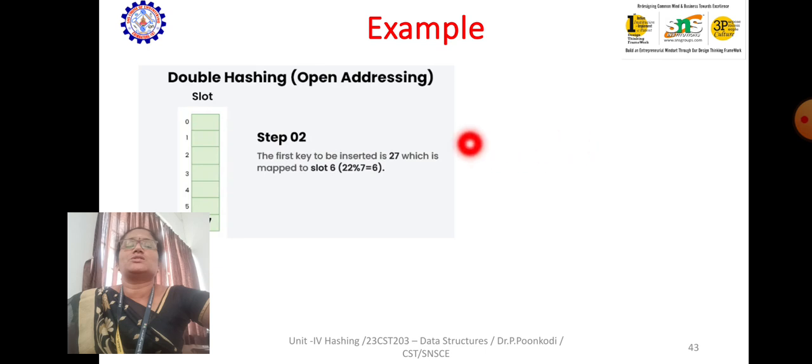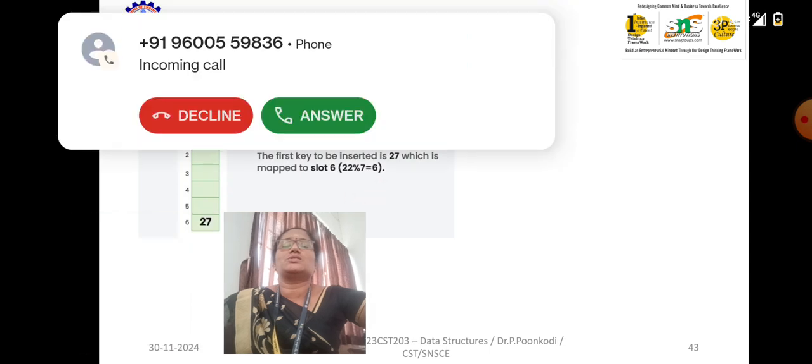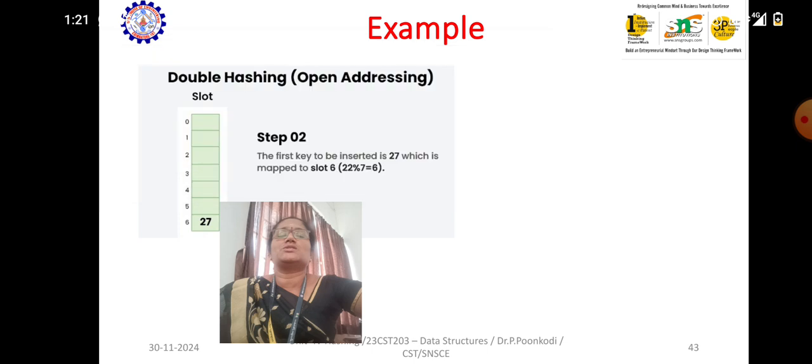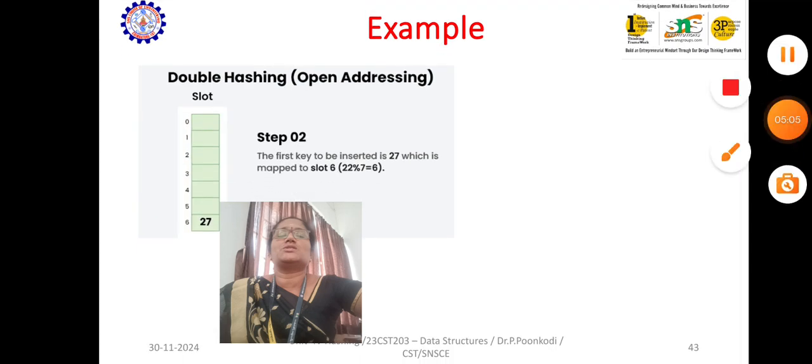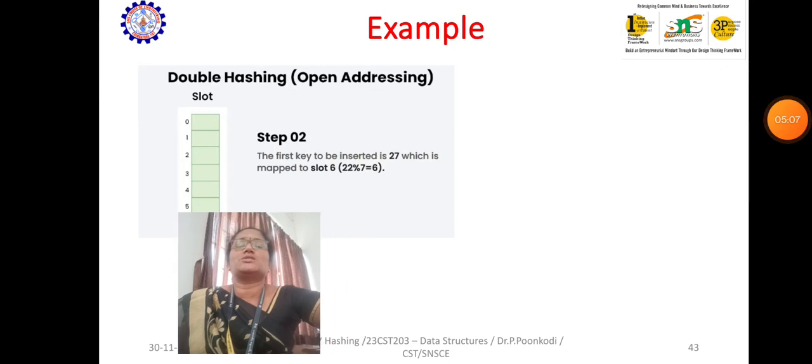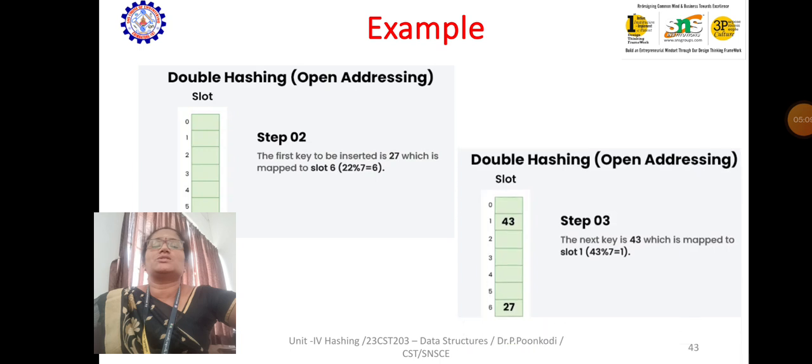The previous one is an empty table. 22 modulo 7 is equal to 1... the value 22 will be stored in index position 1 according to the remainder. The next value is 43. 43 modulo 7, the remainder will be 1, so it will be stored in index position 1.